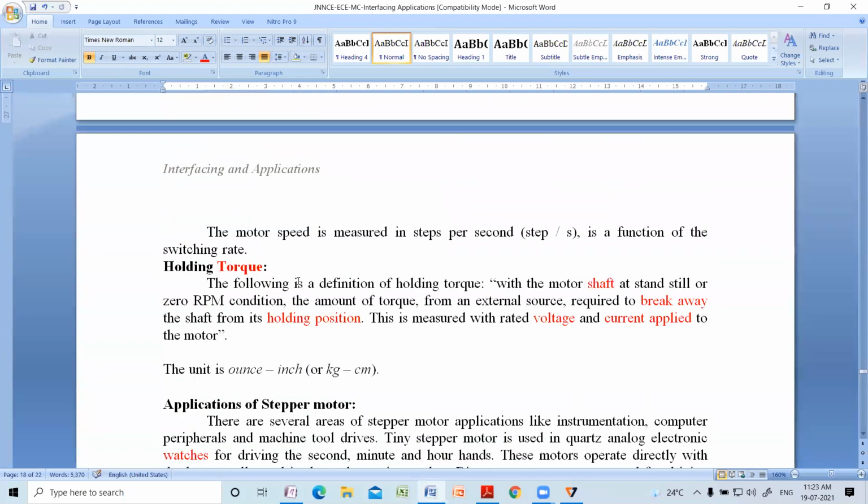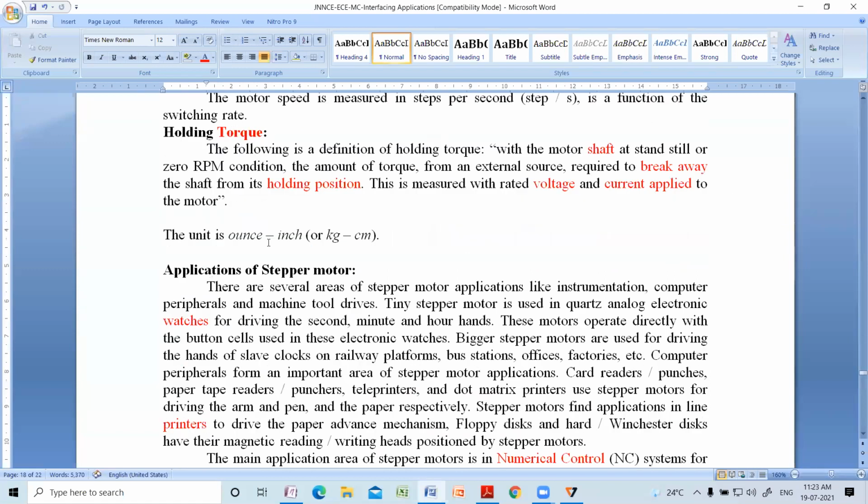So next is motor speed. The motor speed is measured in steps per second, which is a function of switching rate.